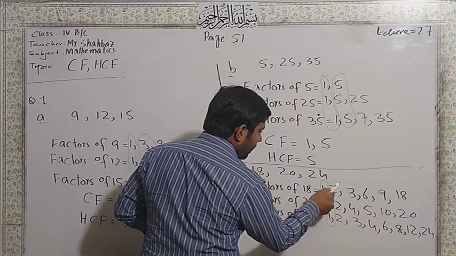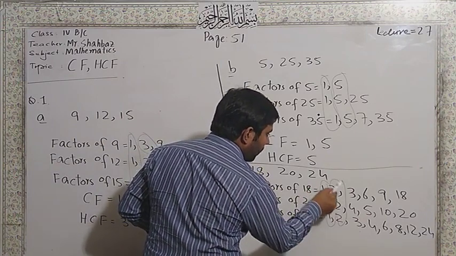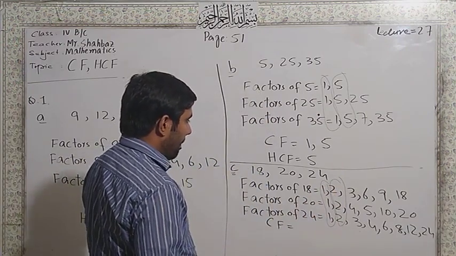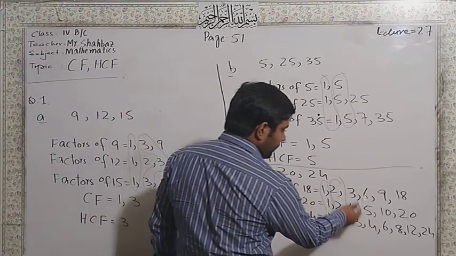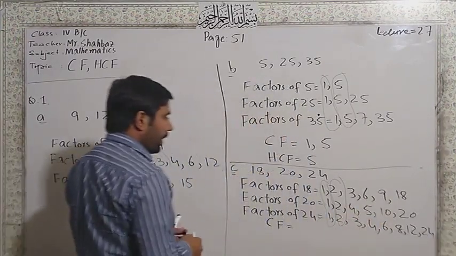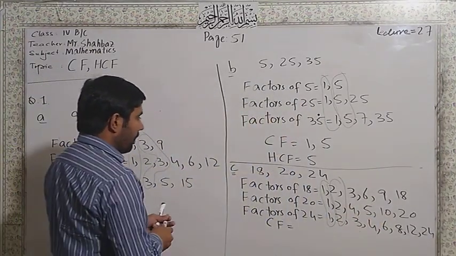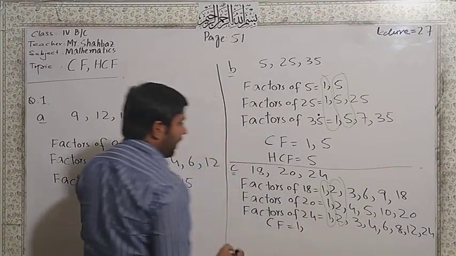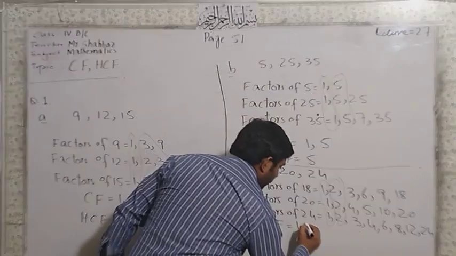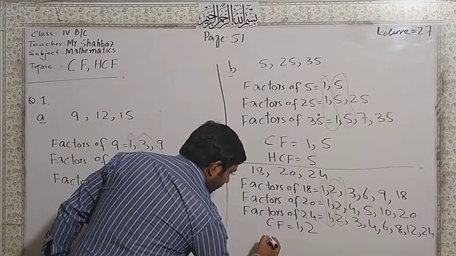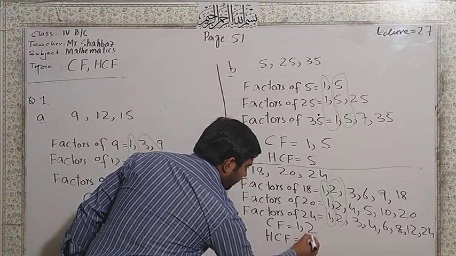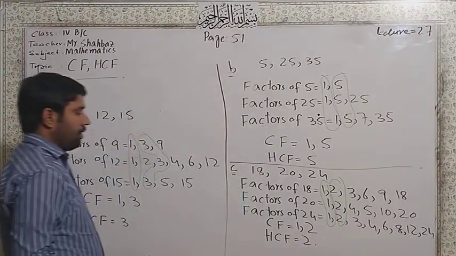1, 2, and okay, just there are two common factors, 1 and 2. Highest common factor will be 2, and this is your answer.